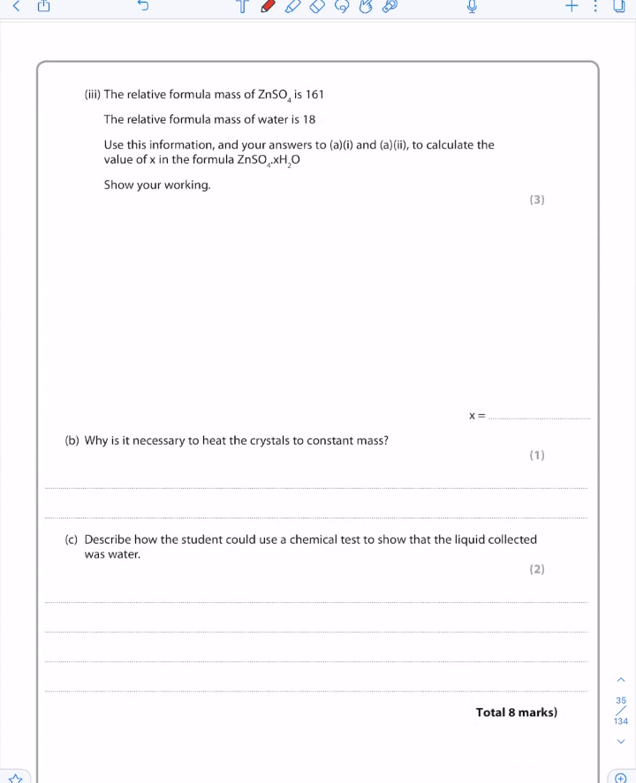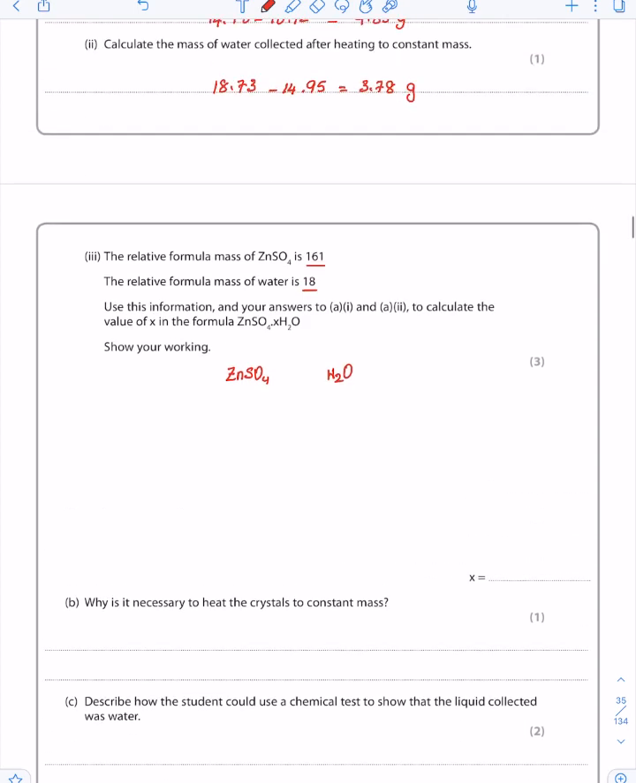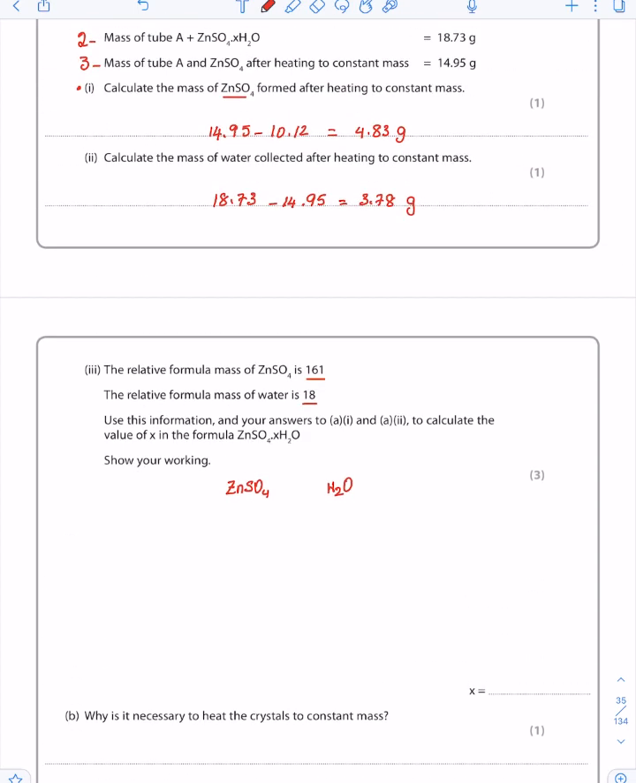Triple I. The relative formula mass of anhydrous zinc sulfate is 161 and the relative formula mass of water is 18. Use this information and your answer to I and double I to calculate the value of X in the formula ZnSO4.XH2O. احنا بنروح كاتبين ZnSO4 والووتر ونحط الماسز اللي احنا طلعناها من I اللي هو 4.83 grams والماس اوف ووتر اللي هو 3.78 grams.